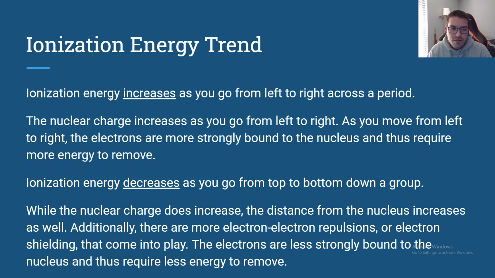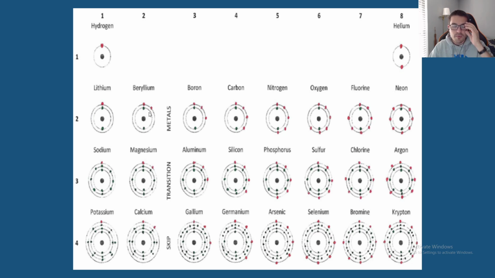Okay? All right, so let's talk about ionization energy then. Ionization energy, the amount of energy you have to spend to take an electron away from an atom, increases as you go from left to right across a period. And here's why. Let's go to our drawing here again, our Bohr models.